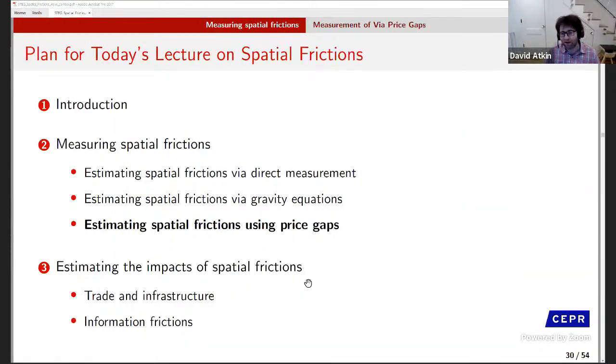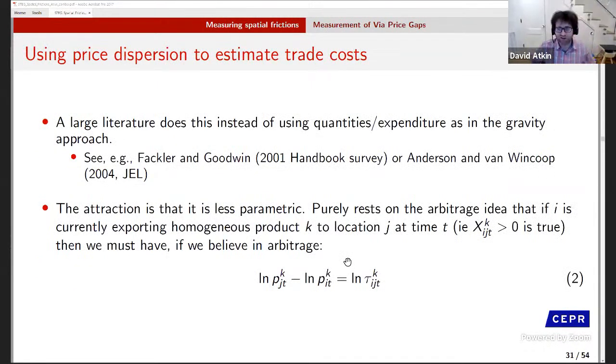Okay, so the third method of measuring spatial frictions is going to be using price gaps. There's a very large literature that does this, a lot of it in agricultural economics. The basic idea is, instead of using values and quantities, we can do something quite non-parametric. We basically just need one key assumption to back out trade costs from the difference in prices if we have good price data. In particular, there's this arbitrage idea which says that the price difference between location J and location I for some good K, if there are goods flowing between those locations, must be equal to the cost of moving it between those locations.